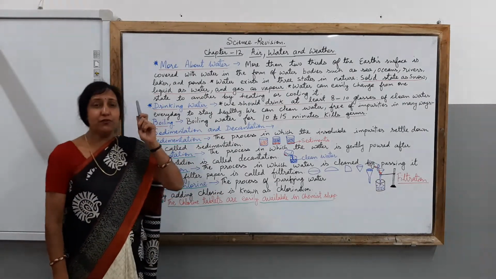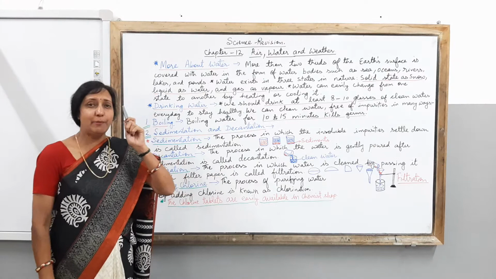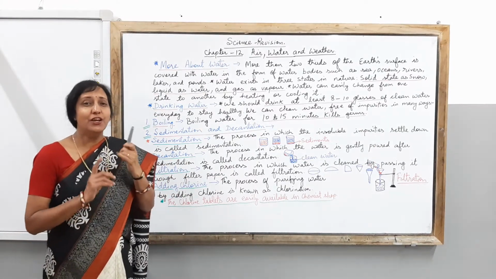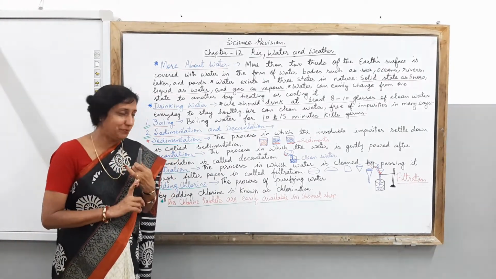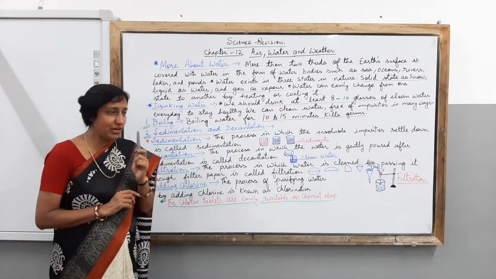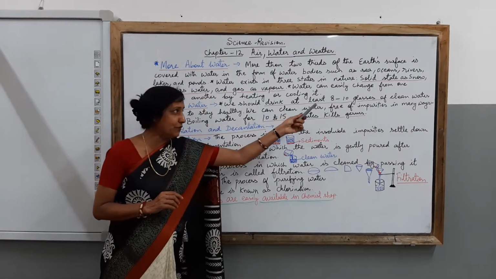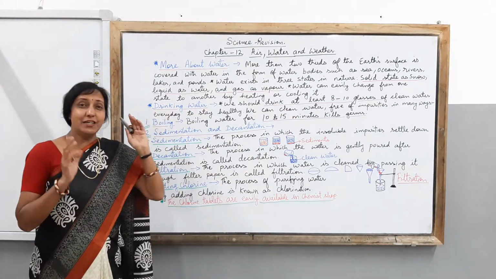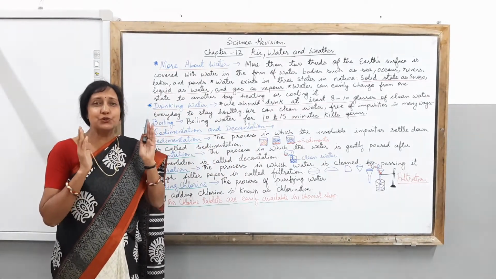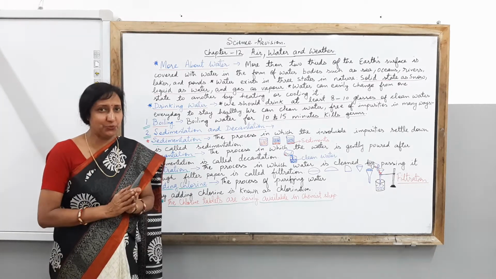And how much water one person should drink, the amount of water one person should drink, you will come to know in this class today. So please focus what I am trying to tell you. Children, we should drink at least 8 to 10 glasses of clean water. This is a kind of a habit which you should develop in you.